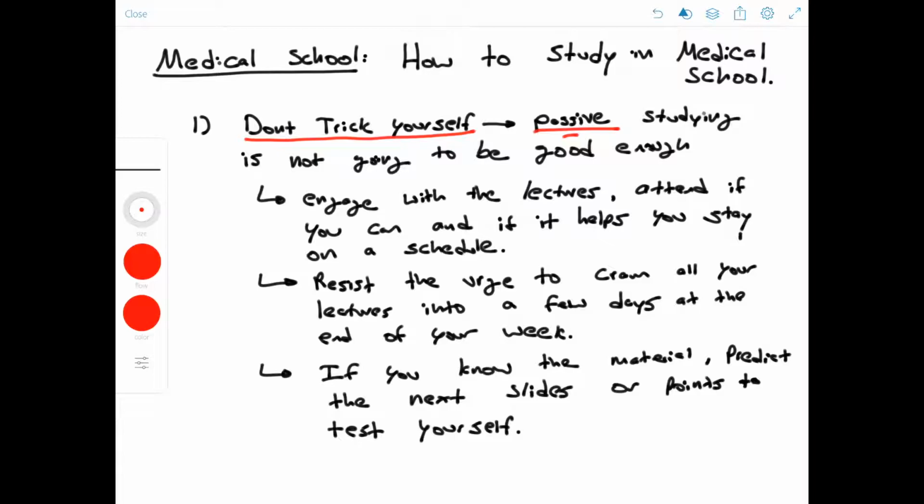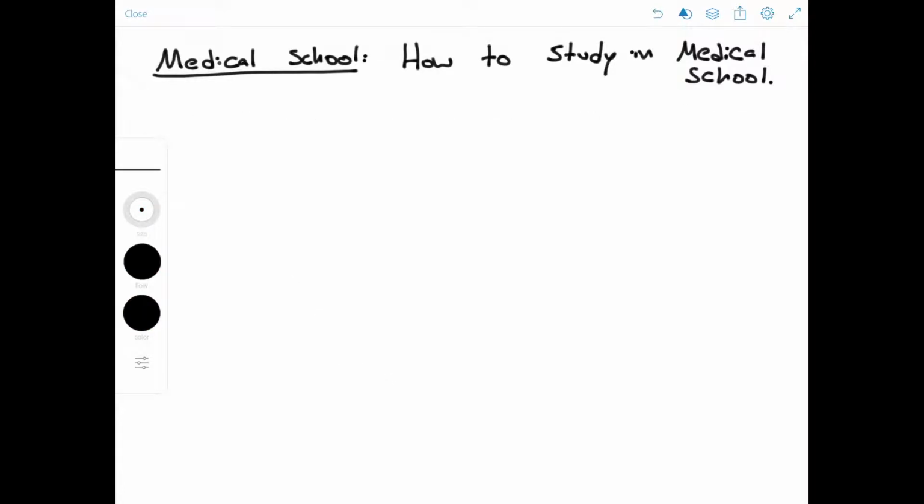So again, don't trick yourself. Try not to passively study. Really try to engage with it, and then give yourself time off afterwards. But do engage with the lectures, and really, really try to test yourself as you're going through these lectures.